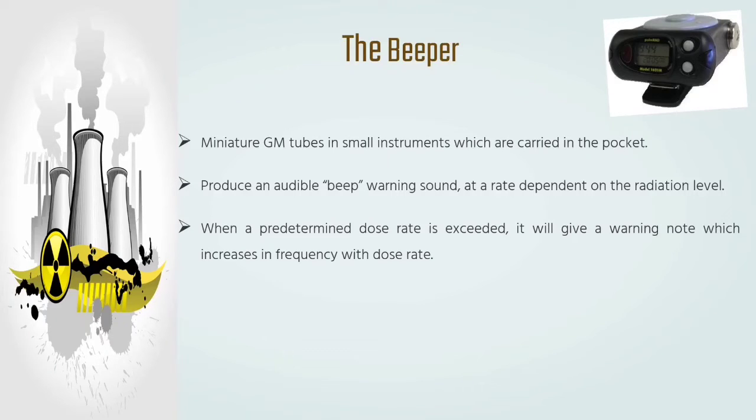Lastly, the beeper. The beeper is a miniature GM tube in small instruments which are carried in the pocket. Also, the beeper makes an ideal sensor for pocket-sized devices to detect radioactivity. It produces an audible beep warning sound at a rate dependent on the radiation level, because it has a high sensitivity to beta particles and some ability to detect gamma rays. When a predetermined dose rate is exceeded, it will give a warning note which increases in frequency with dose rate.